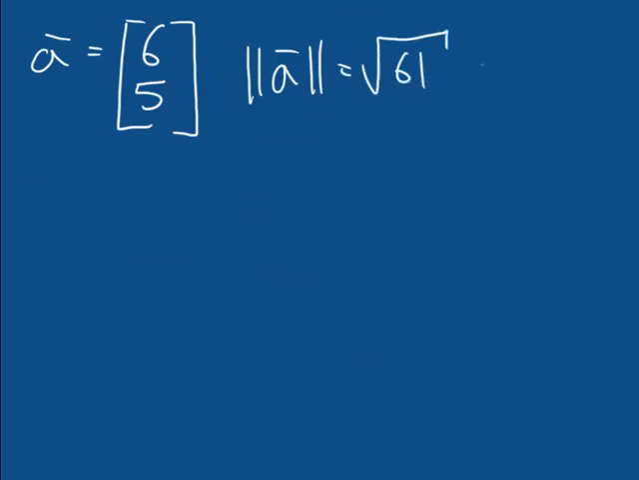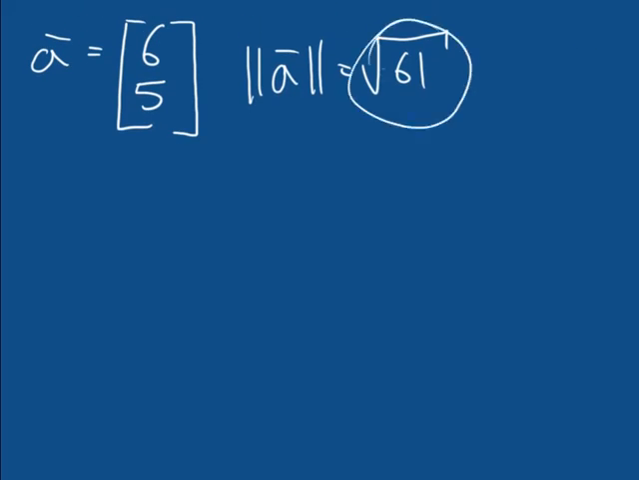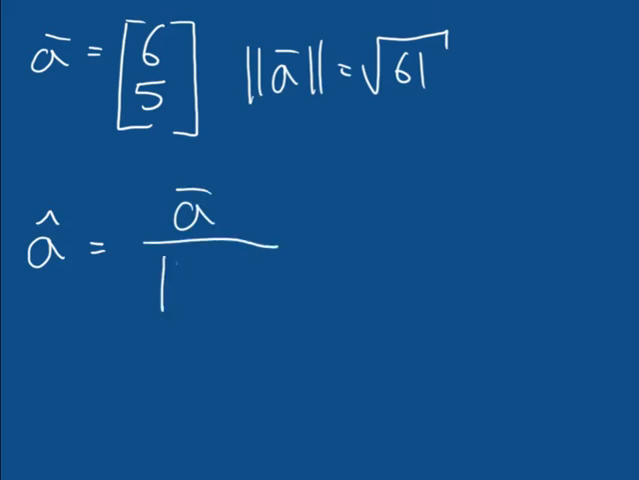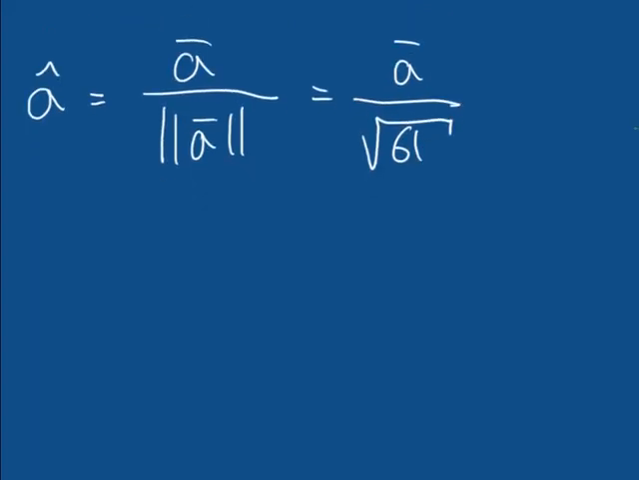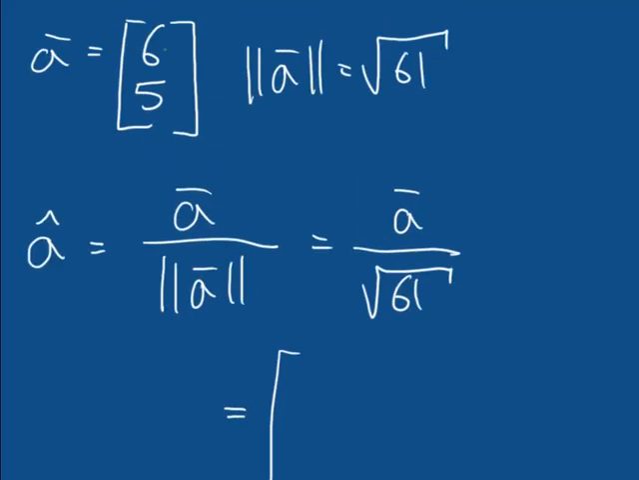Fantastic. So what I'd like to do is normalize A, but I'm going to keep the length of A written in this square root form. So I'm going to normalize A, so I'm finding A hat, the unit vector that was in the same direction as A. We know that's equal to A divided by the length of A, which is equal to A divided by the square root of 61. Which we know means we have a vector that has the original components of A each divided by the square root of 61. So the x component of A was 6.